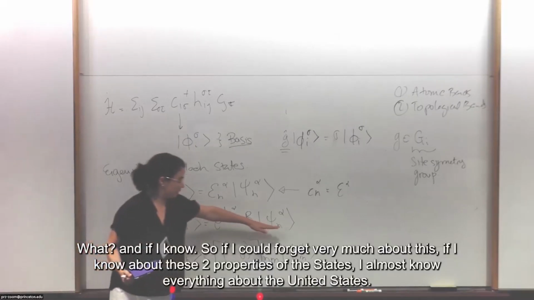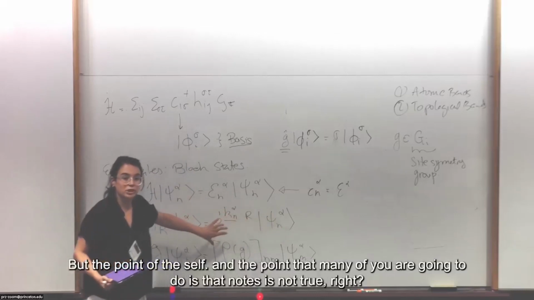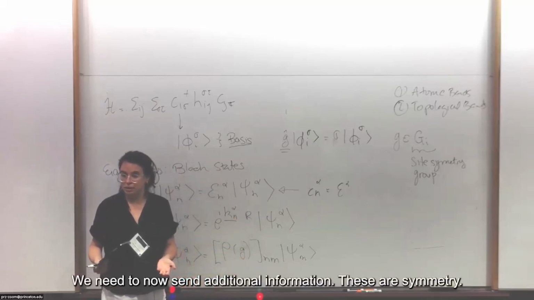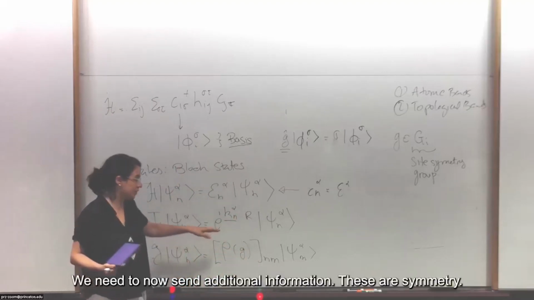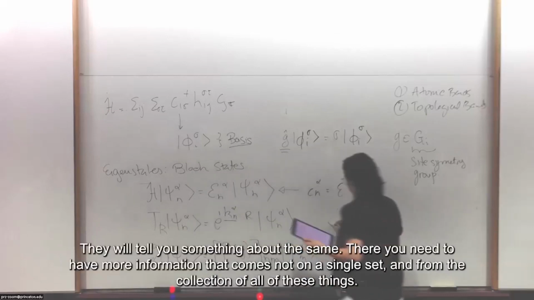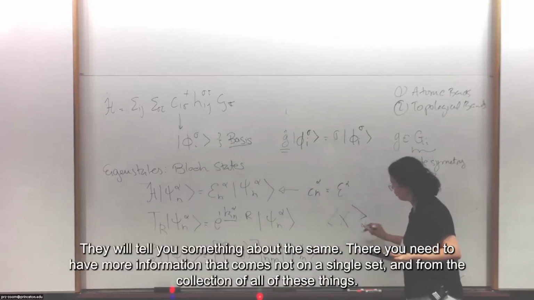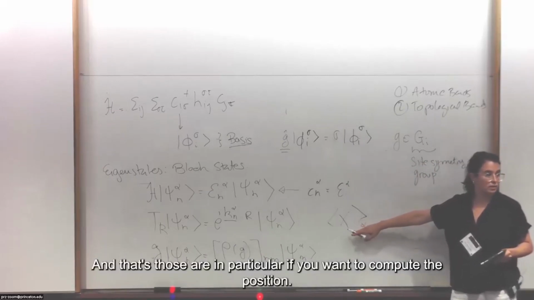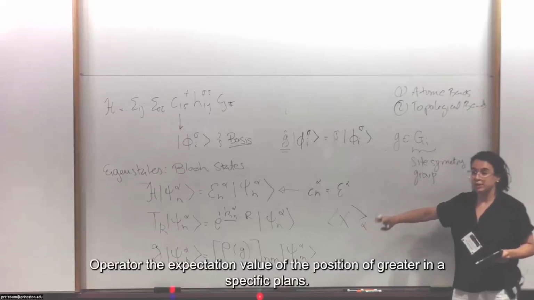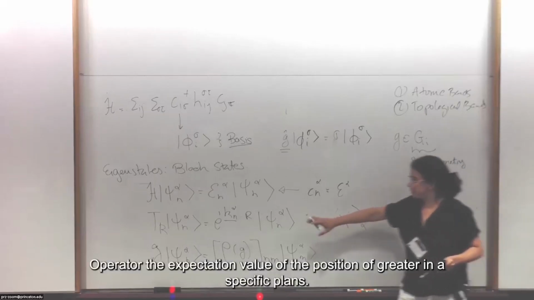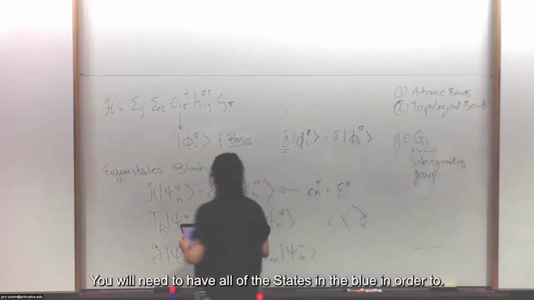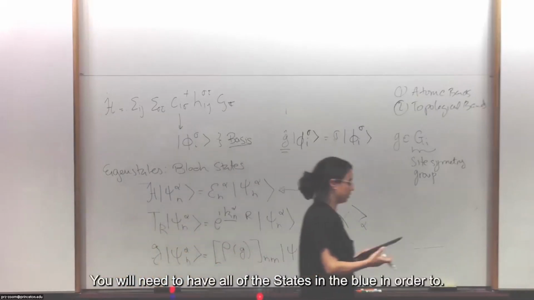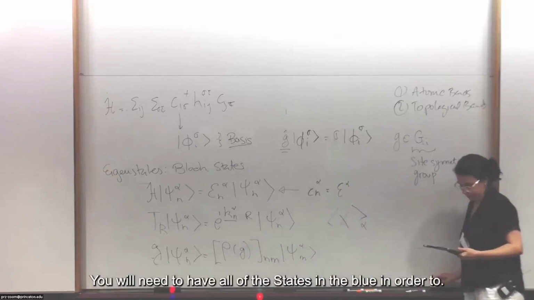These are symmetries. They will tell you something about a single state. You need to have more information that comes not from a single state, but from the collection of all of these states. And those are topological properties. In particular, if you want to compute the expectation value of the position operator in a specific band, you will need to have all of the states in the Brillouin zone in order to compute that. But in the flat band limit, in the atomic case, knowing this information really determines the complete properties of your eigenstates.